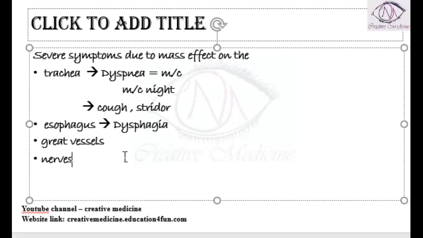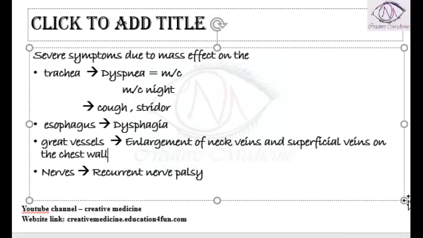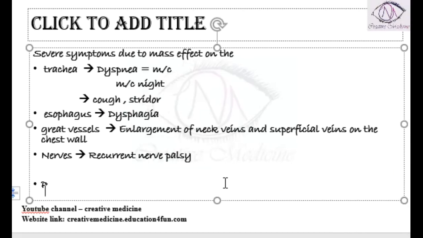If the retrosternal goiter compresses the nerves, especially the recurrent laryngeal nerve, it can cause recurrent laryngeal nerve palsy. Then, if it compresses the great vessels, especially the veins, it can cause enlargement of the neck veins, and superficial veins can also be enlarged.